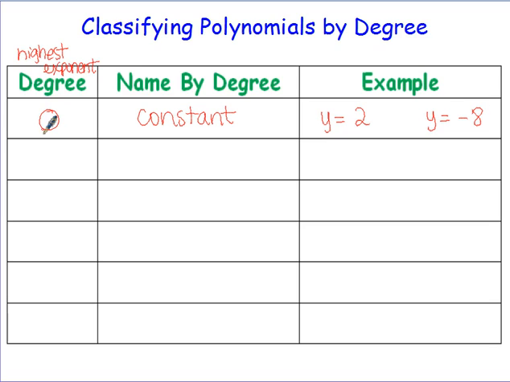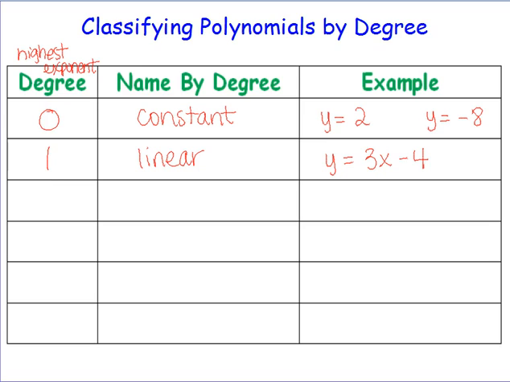When the degree moves up to a 1, we now call this linear. Well, linear you should be familiar with. Linear is a line. So an example might be y equals 3x minus 4. That's the equation of a line. You guys have seen that before.